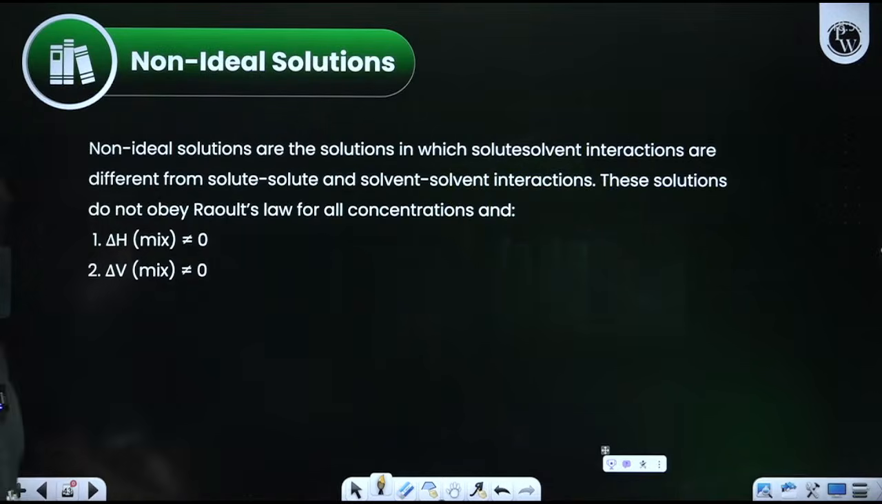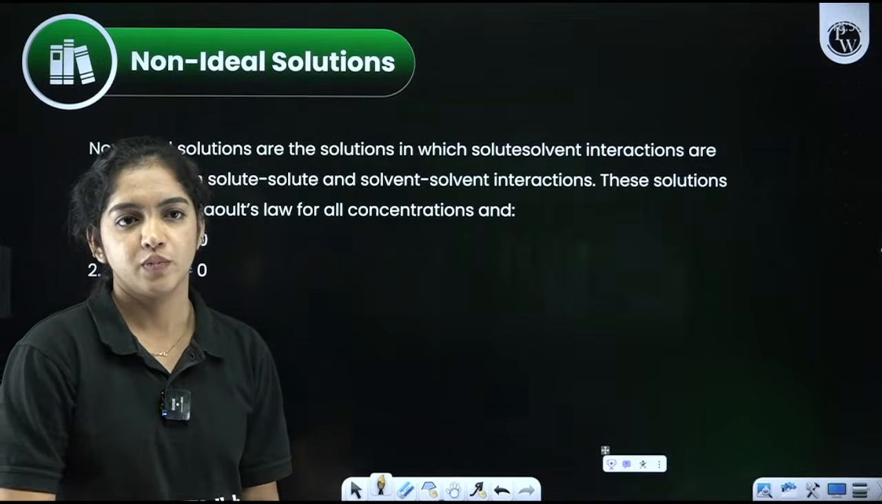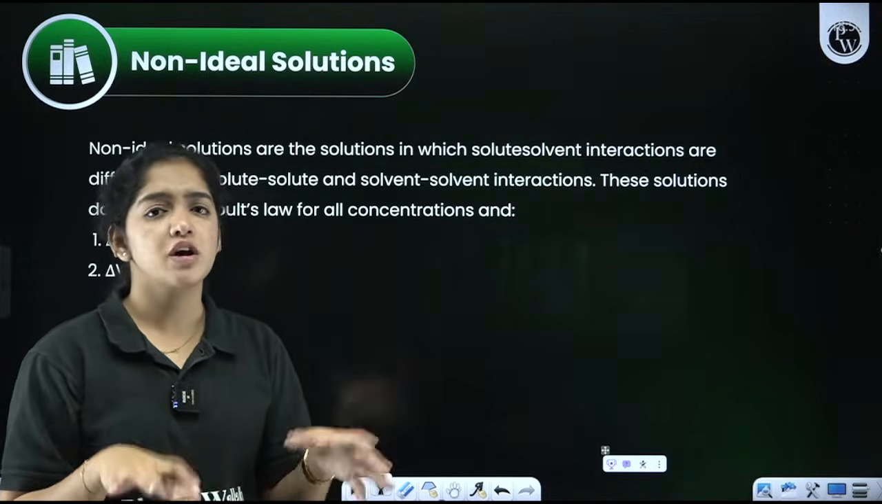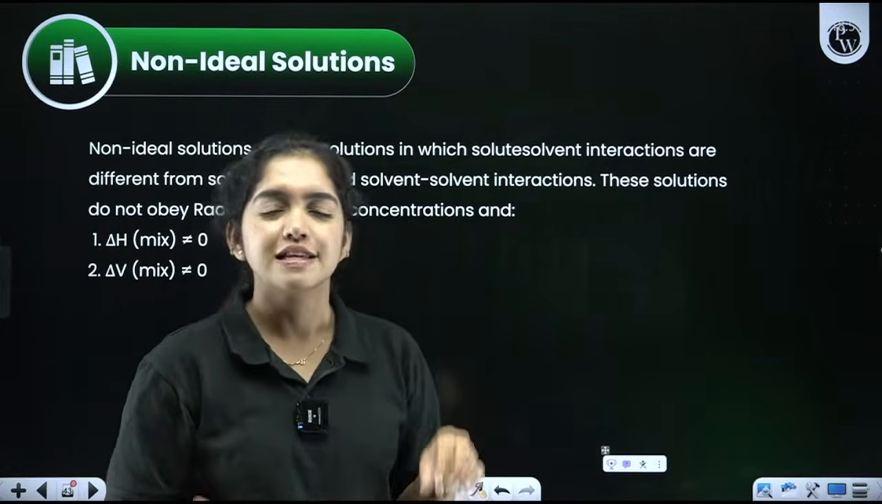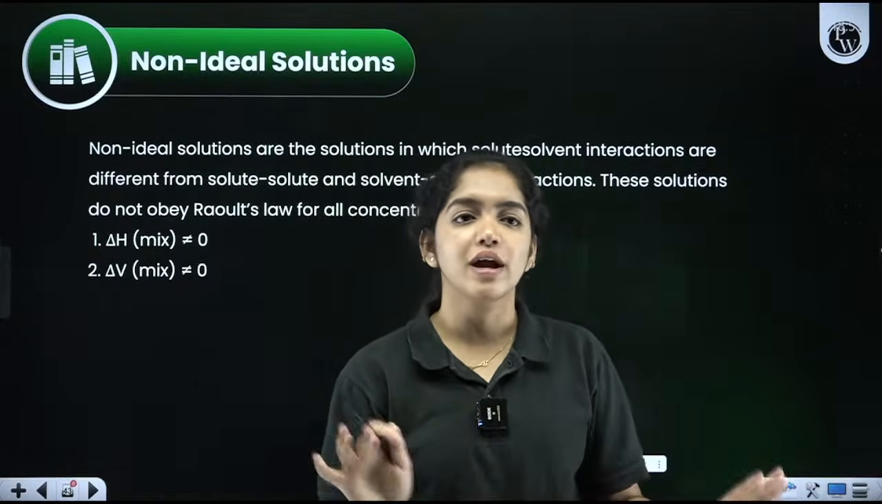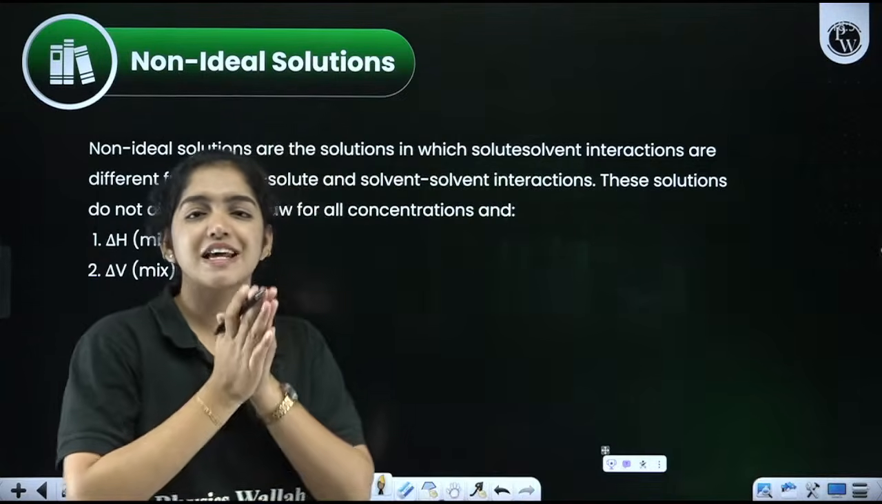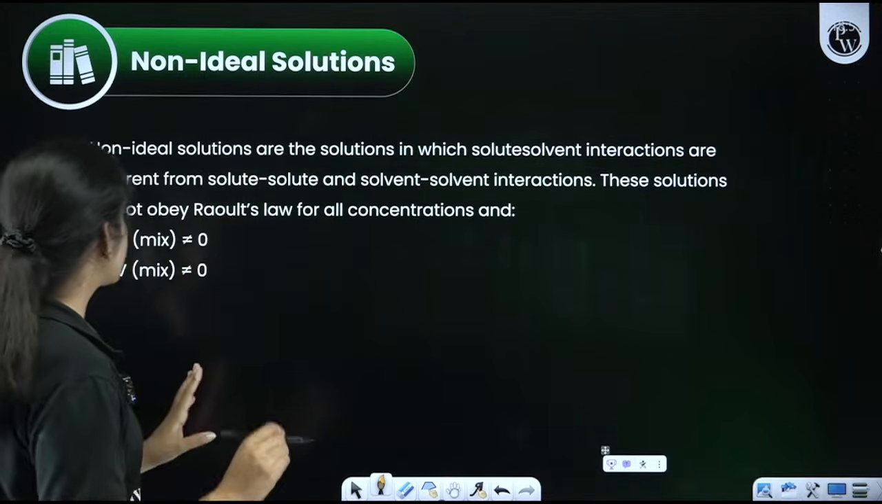Then next is non-ideal solution. Non-ideal solution is just the opposite of ideal solution. Almost all the solutions are non-ideal. No solution is truly ideal. So ideal is an imaginary concept, but the majority of solutions are non-ideal. Non-ideal means it does not obey Raoult's law in any way. Okay, that's the first point.